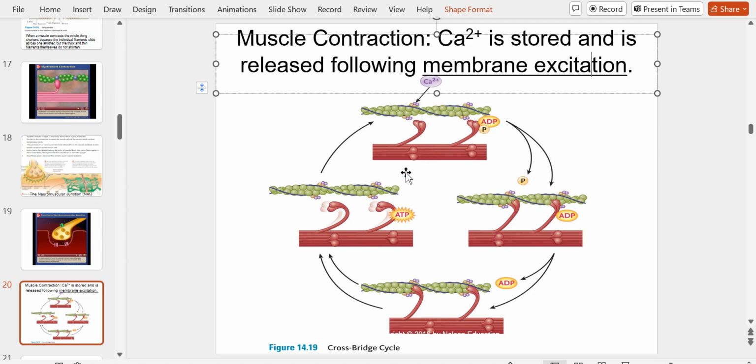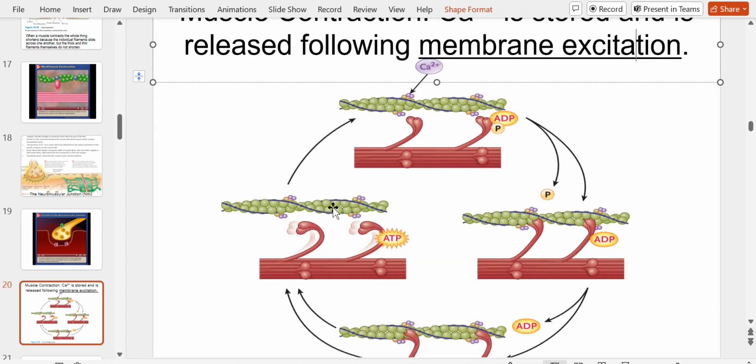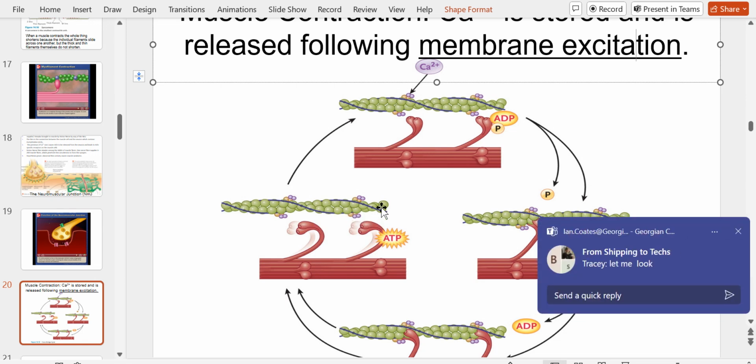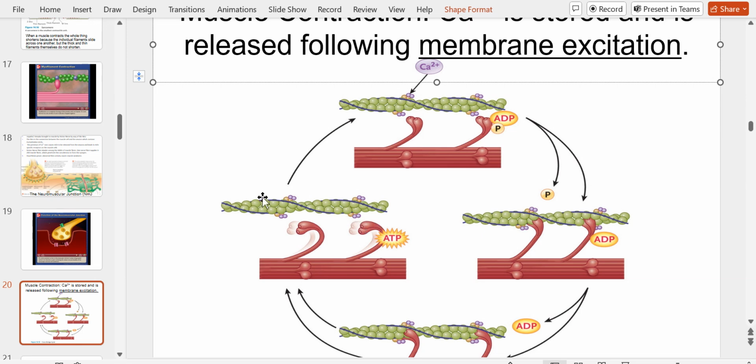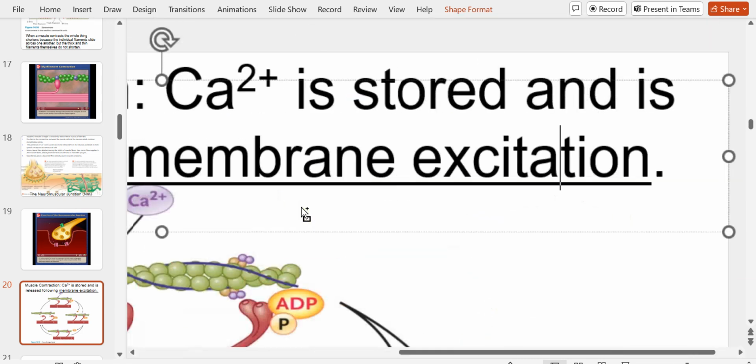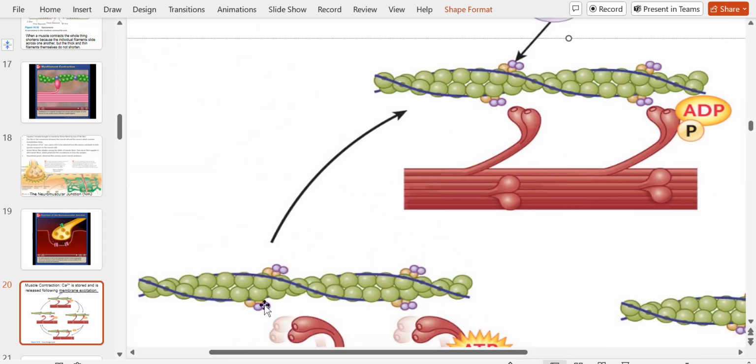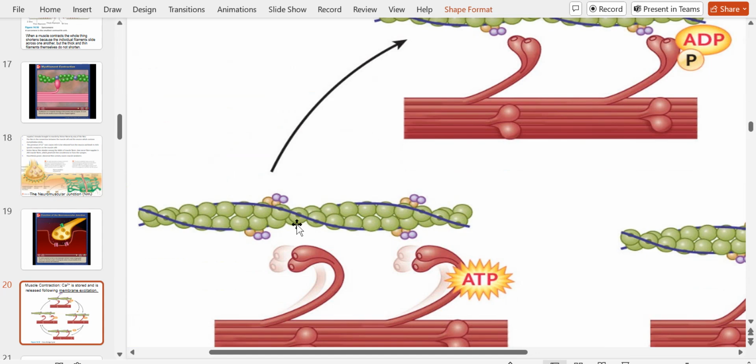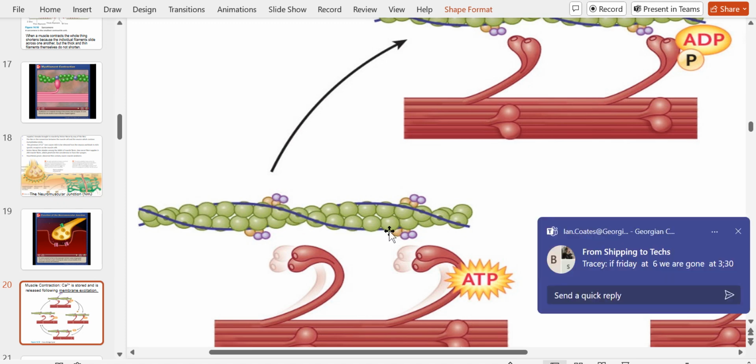You'll see here that in this case there's no calcium. So these heads are not bound. This is the thick filament, myosin. This is the thin filament. And on the thin filament you'll see that all the binding sites are blocked, because there's no calcium. You can zoom right in and have a look, and you can actually see little holes there. All of those are blocked because there's no calcium.